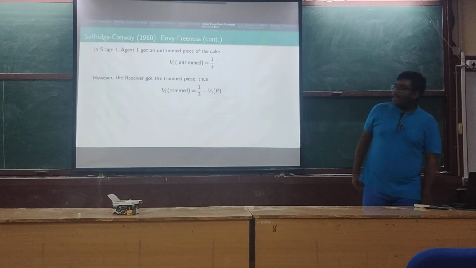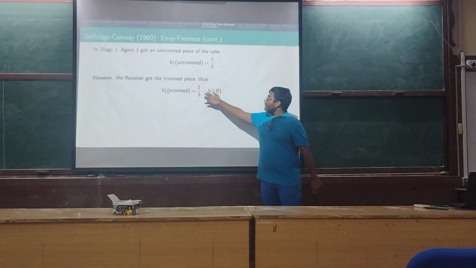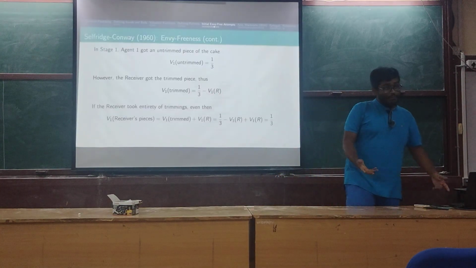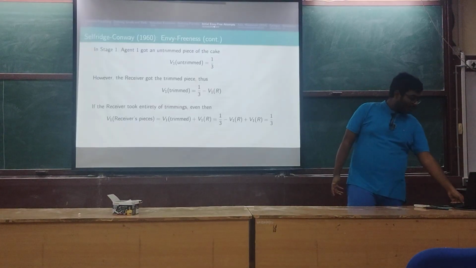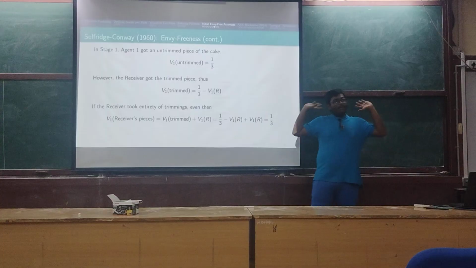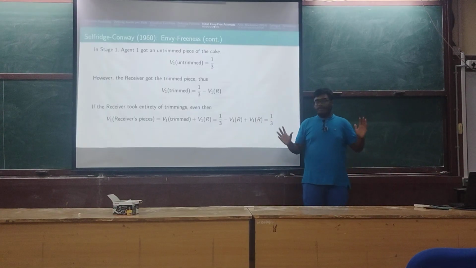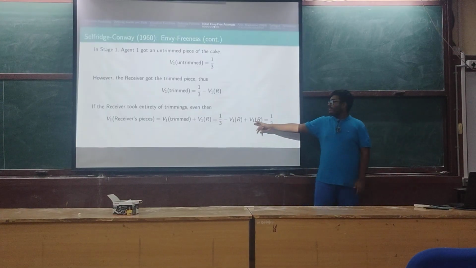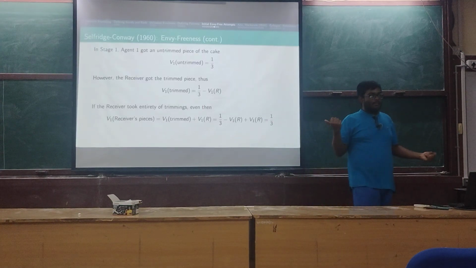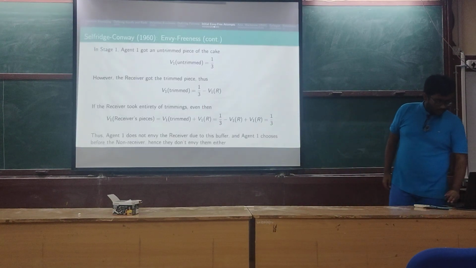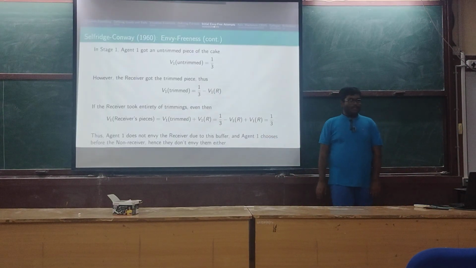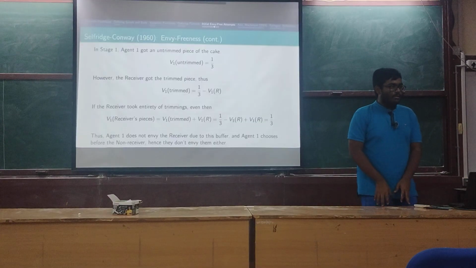So initially the receiver got 1/3 minus V1(R), and even if they take all of the remainder, it comes out to be 1/3. Say they took the entire remainder and did not give it to them at all, they just stole it all. So in that case, what would you get? These two would cancel. It would just be 1/3. This is equal to them. So why would agent 1 be envious? Therefore, agent 1 does not envy the receiver due to this buffer. That is a major idea of irrevocable advantage.